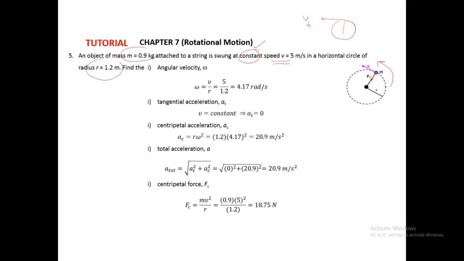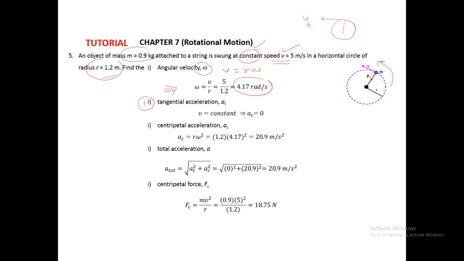A radius is given to you. Find first of all angular velocity omega. We know that v is equal to r omega, so you get omega is equal to v over r. v is given to you as 5, r is given as 1.2, so you get omega 4.17 radian per second.